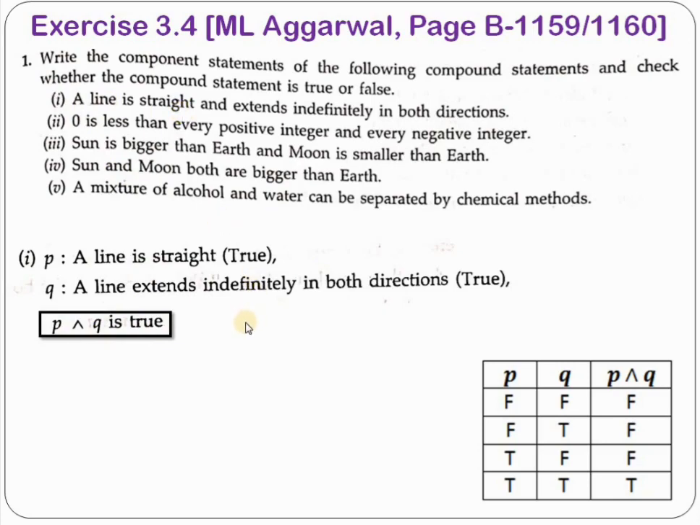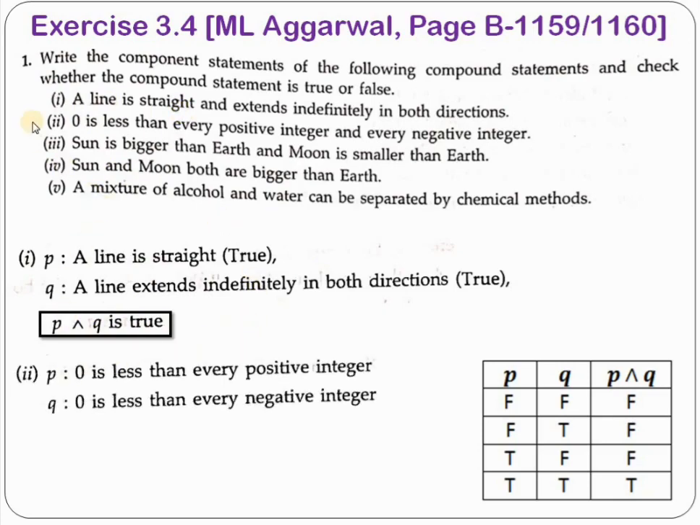Okay, so I am going to take one more sum for you, so that is 2. 0 is less than every positive integer and every negative integer. So when you break this into two simple statements, the statement becomes: 0 is less than every positive integer, and 0 is less than every negative integer.